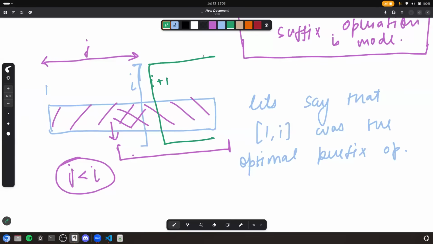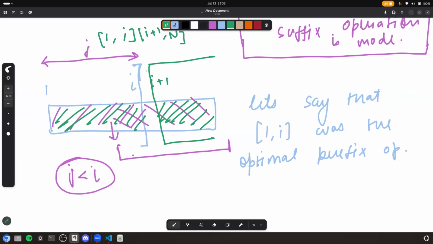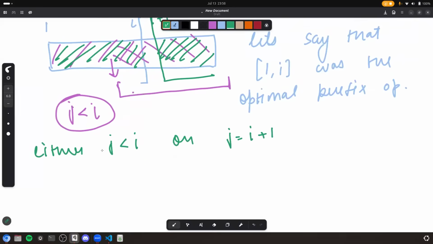Even then all of the array would be marked, because we had already marked this much, and then in the next we would mark this much. In the first operation we marked 1 to I, and in the next operation we marked I plus 1 to n. So that marks the whole array. So either we take j less than I, or we take j equal to I plus 1. Suffix operation. So this is for a prefix operation at I.